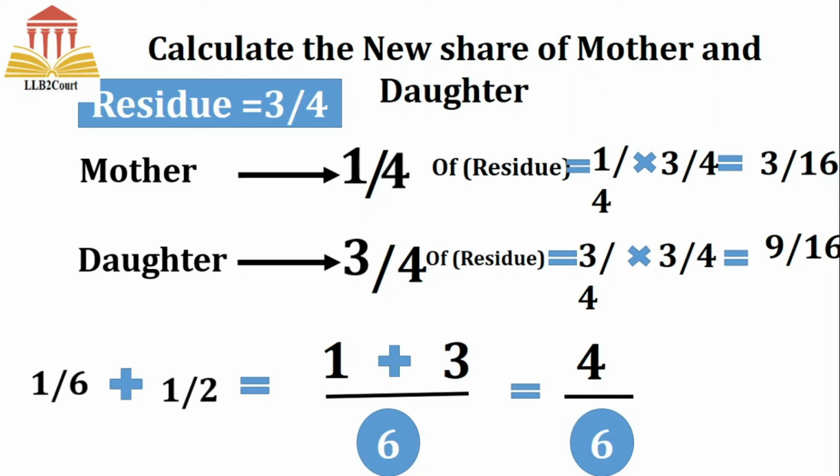In the general case, we are not multiplying with the residue because there is no husband or wife share. But if there is any husband or wife share, we need to calculate the residue and multiply the new share of mother and daughter by the residue, so that their shares are adjusted accordingly.